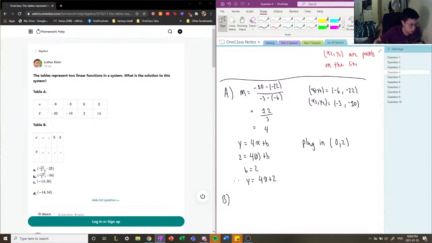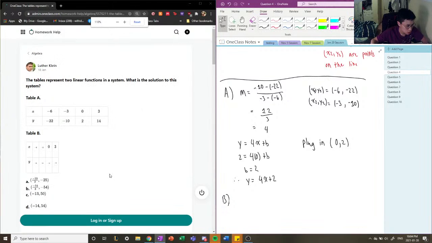It's kind of hard to see these values, so I'm going to try to zoom in. Okay, I can't.